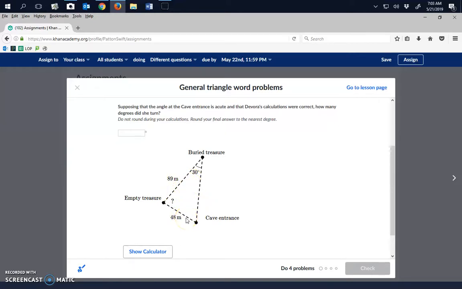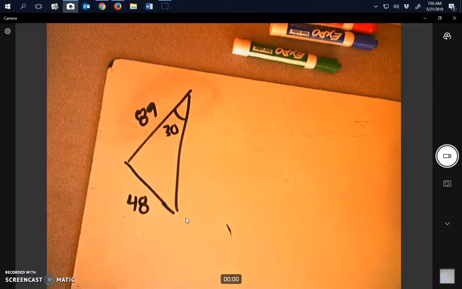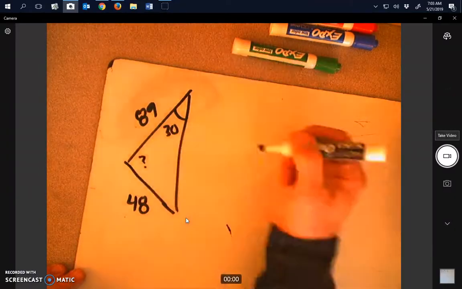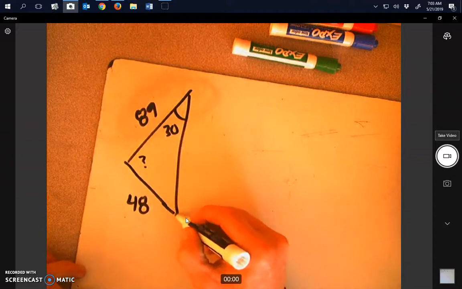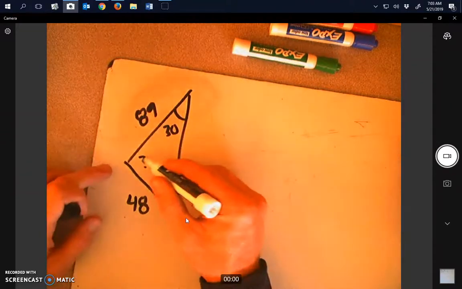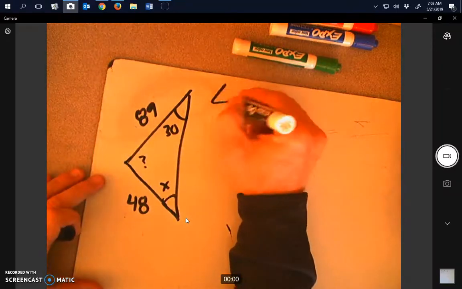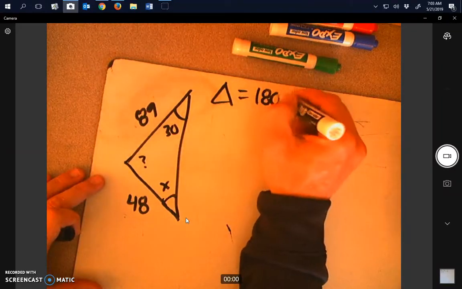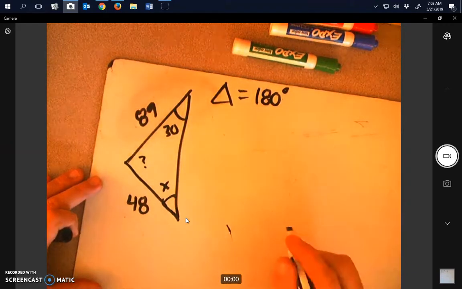So I'm going to redraw this on my board. So 48, 89, and 30. Okay, so let's look at my board. They want us to find this one, but what I'm going to do is find this one.